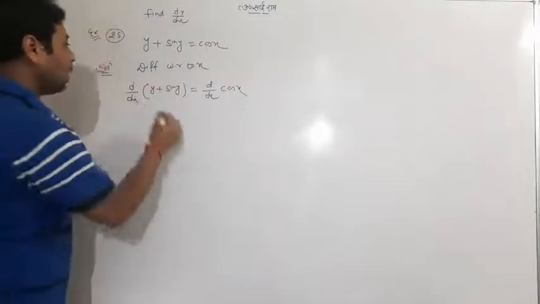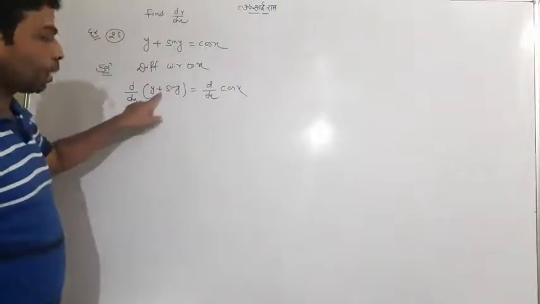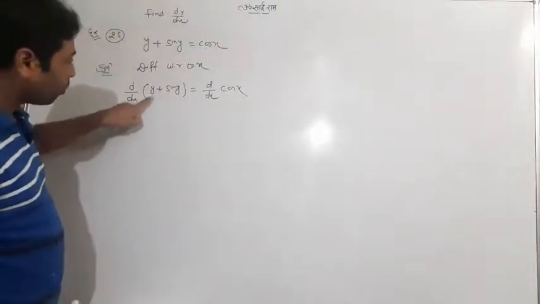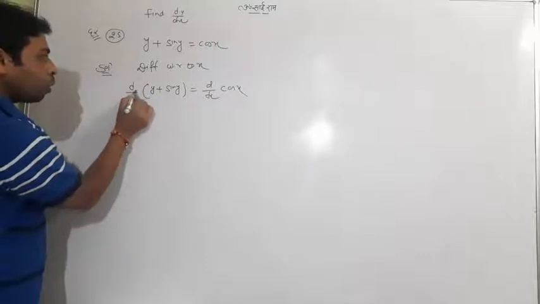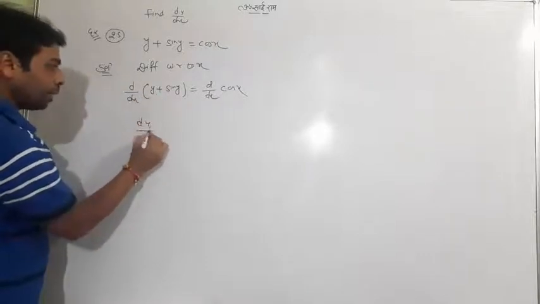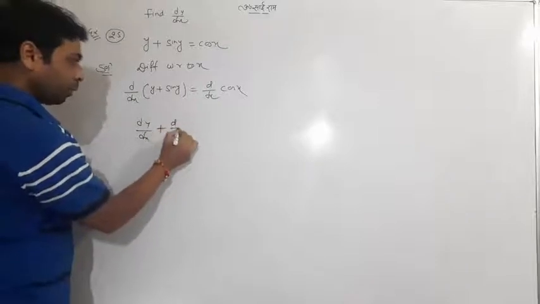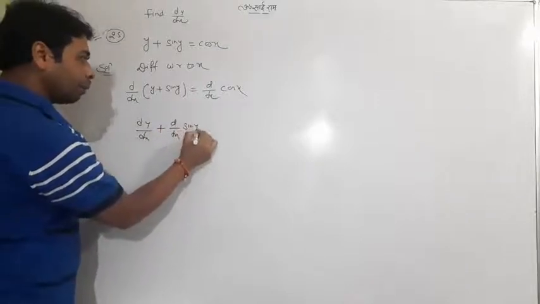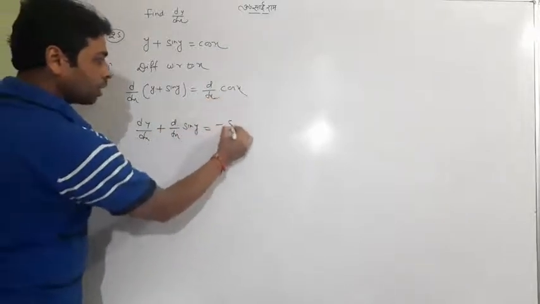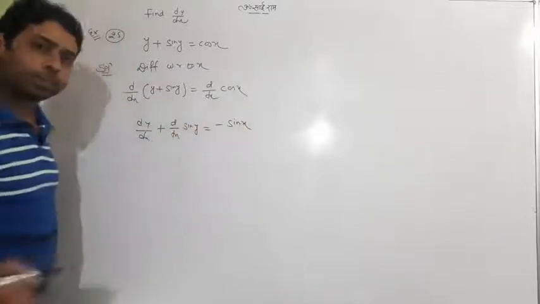Now what will happen? This is a plus sign, so d by dx will operate on both terms. d by dx operating on y gives dy by dx, because y is alone here. But d by dx of sin y is yet to be written. And d by dx of cos x is, very genuinely, minus sin x.